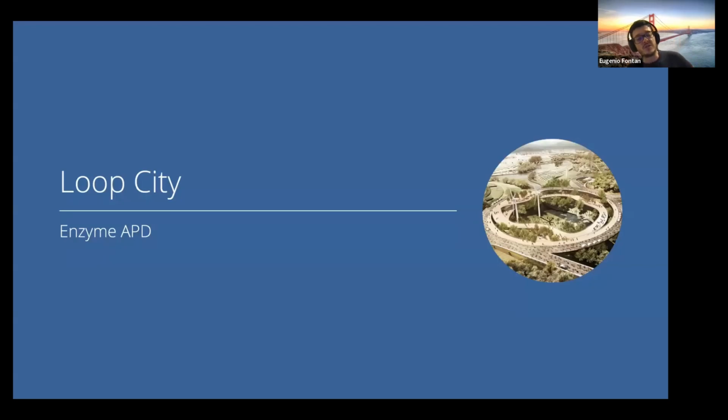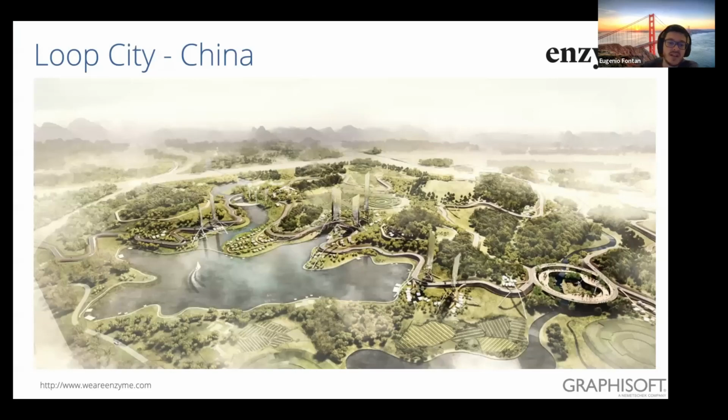And now we go to another scale. This is Enzyme APD from Hong Kong, and in this case this is a master plan and a landscape project. Loop City in China was a competition in the south of China to develop a city that was integrated in the landscape of the territory, called Geelong, as I remember. And the idea was, how can we create a city that integrates in nature, trying to coexist, to allow humans to live without being invasive or having to really separate nature from the city.